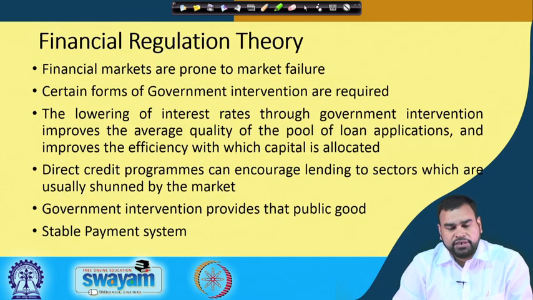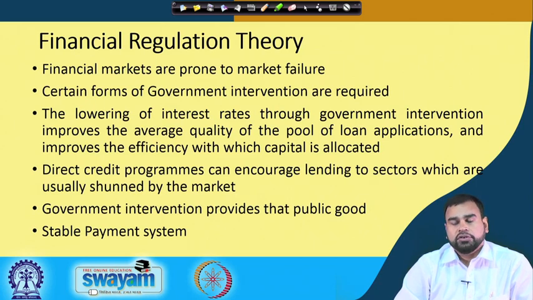Then we have the financial regulation theory, which does not subscribe to the idea that everything should be market determined. That means government intervention is very much required. Why is government intervention important? Some economists have argued that financial markets are prone to market failure. There is a problem that may happen in the market, so government intervention is very much required to control that.